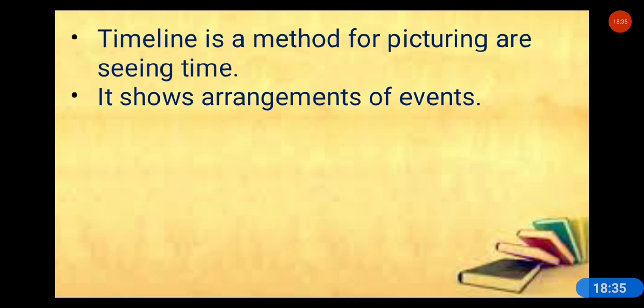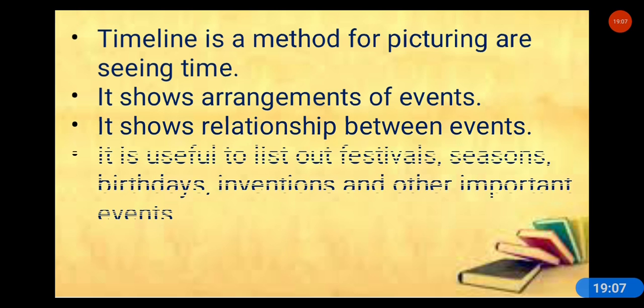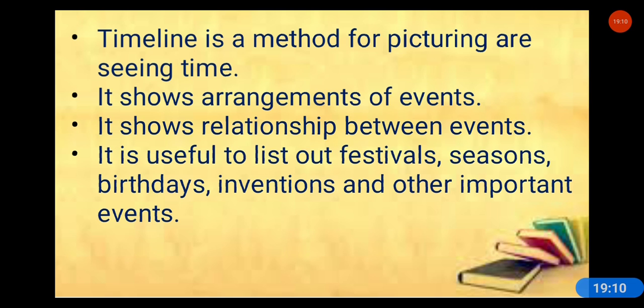It shows the arrangement of events or dates in the order in which they happen. Okay, so it shows the arrangements of events. And third point is, it shows relationship between events, right? So by doing this, the relationship between events can be seen. And the fourth part is, it is useful to list out festivals, seasons, birthdays, inventions, and other important events, right?